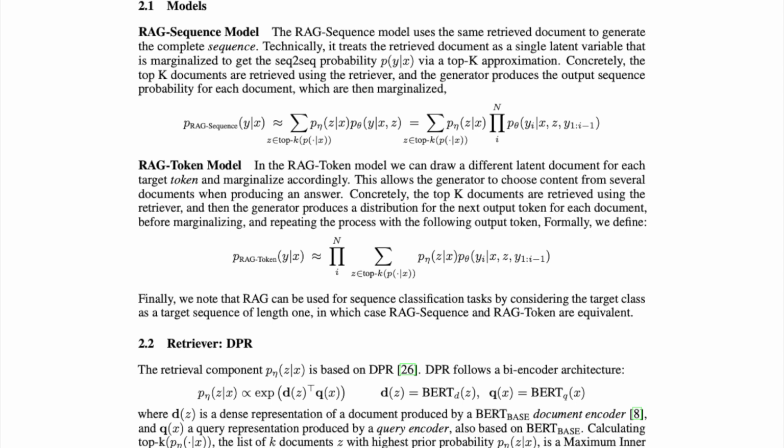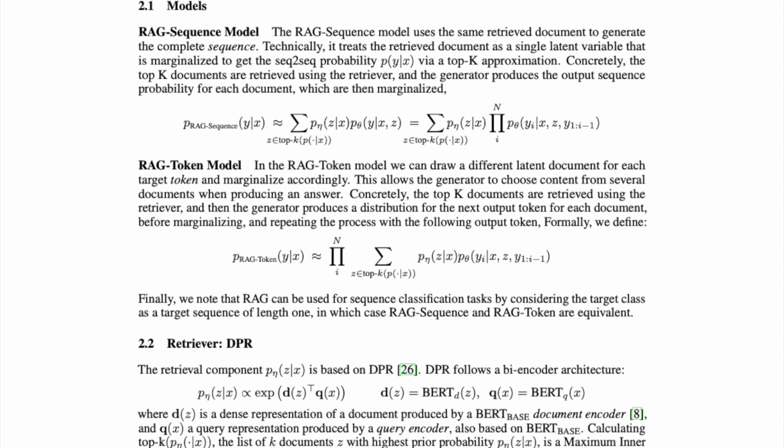Formula: the probability p_RAG-Sequence(y|x) is approximately equal to the sum over z in top-K of p(·|x) of p_η(z|x) p_θ(y|x, z), which equals the sum over z in top-K of p(·|x) of p_η(z|x) times the product from i equals 1 to N of p_θ(y_i|x, z, y_1:i-1).